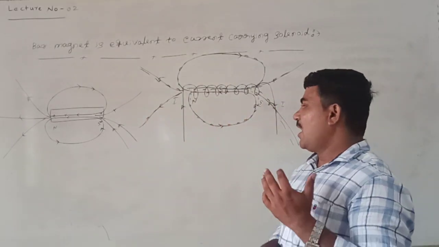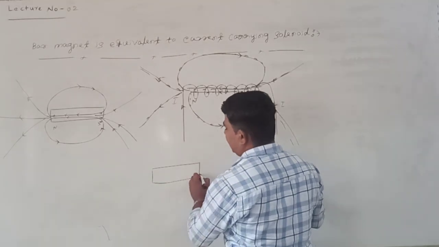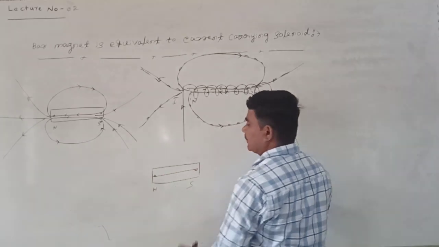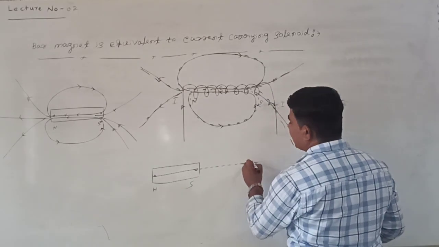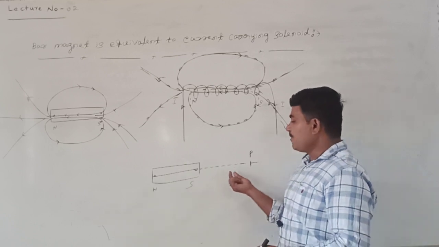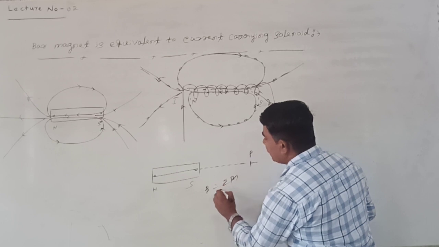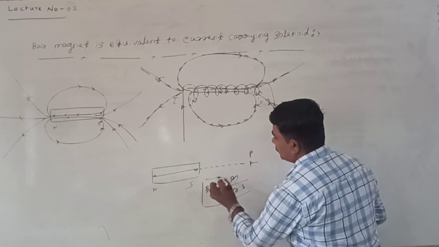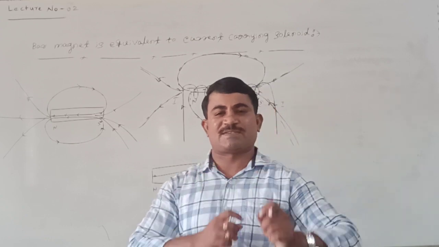Before that, I will take a bar magnet. This is the bar magnet. This is the north pole and this is the south pole. This is the imaginary line from north pole to south pole. Right. And this is the axis of the bar magnet. On the axis of the bar magnet, at any point if we calculate the magnetic field, that magnetic field value must be equal to 2m divided by 4 pi into R cube. This is the magnetic field of the bar magnet along its axis.